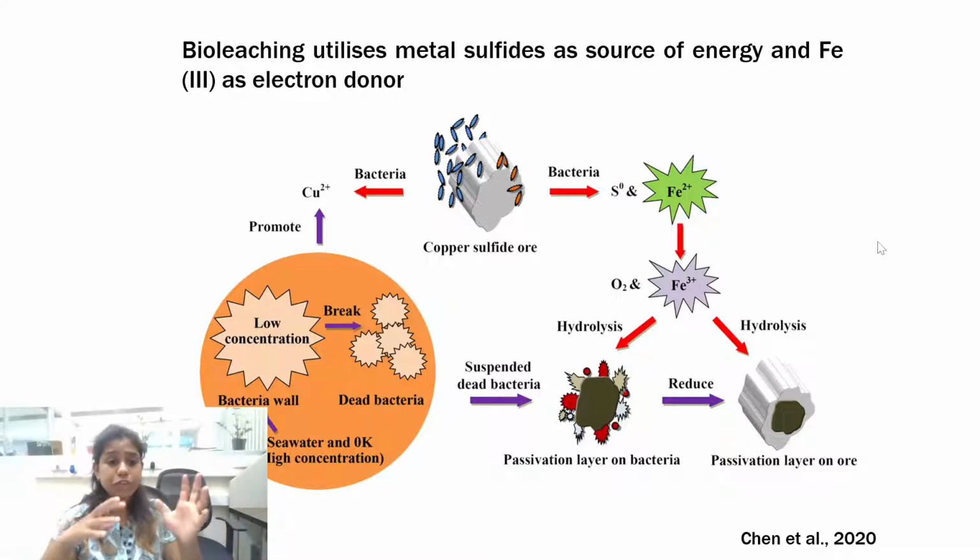Bioleaching is different from biomining in that this is a special case where bacteria use metal sulfides as a source of energy and Fe3+ as an electron donor, and this is how they can extract the metal from the metal sulfides. The example shown here is a copper sulfide ore, and how bacteria can use this as a source of energy to convert it and extract the metal from this ore.